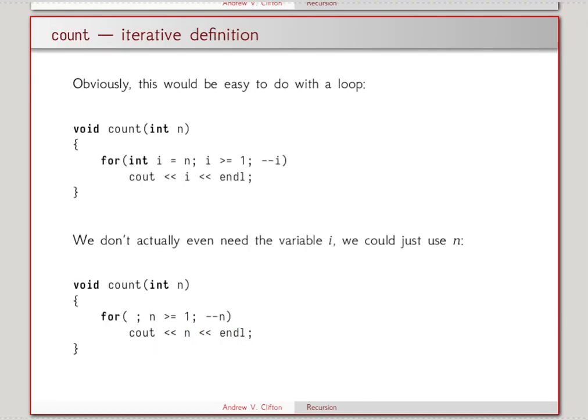Now obviously you could do this with a loop. That would be easy. Our function takes a parameter n, and then we just loop from n down to 1, decrementing i each time, and we print out each i there.